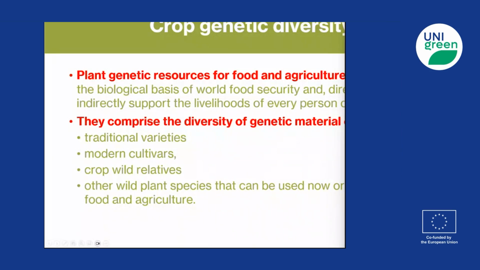The plant genetic resources for food and agriculture are the biological characteristics for food security. And then we have, for example, the modern varieties, the modern cultivars, but also we have traditional varieties. Also, we have crop wild relatives that are very important for looking for new varieties. And we have other wild plant species that can be used.